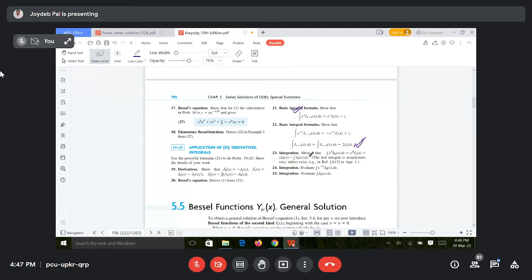Now we have to prove this. Integration of x square J naught x dx is equal to x square J1 x plus x J naught x minus integration of J naught x dx. I have to prove this. Now how to prove it? You have these three formulas. The most applicable formulas are formula number 1 and 2. The other is not that useful. You can ignore it.